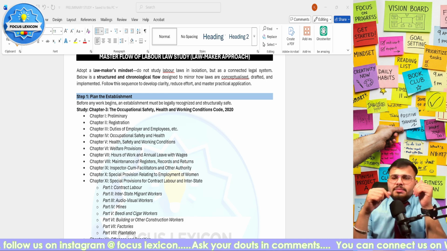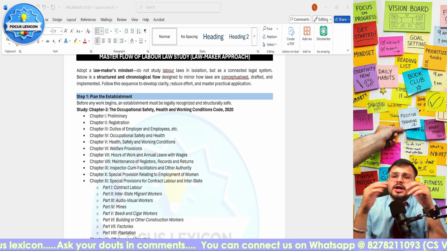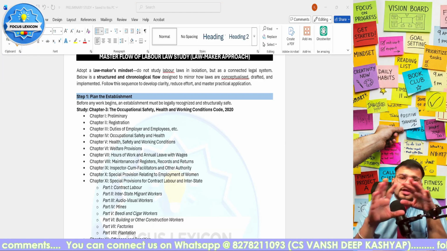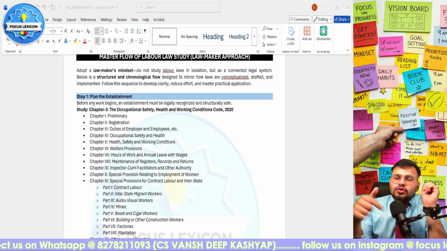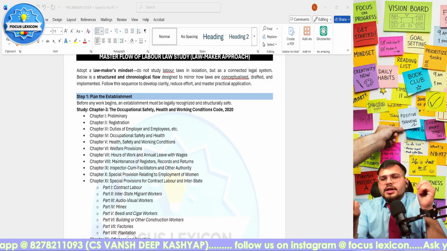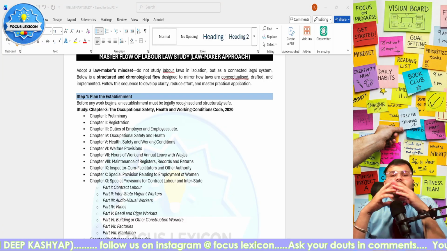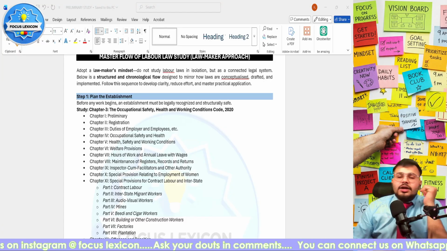After you plan the establishment and register it, the second step is you will employ the people. When you employ the people, they are not going to work for free. You have to pay them wages, you have to pay them salary. So after establishment, the second thing you have to draft is the code on wages, so that you make payments to all your employees, workers and personnel.